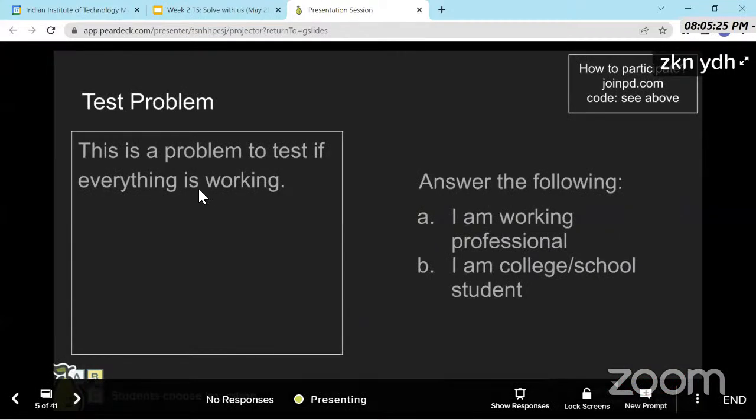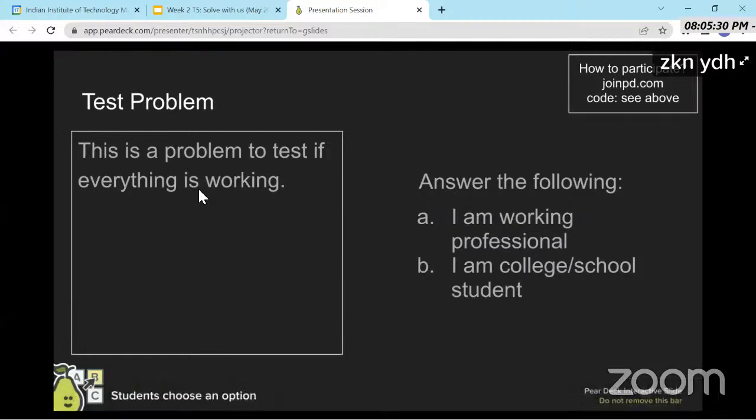This is just a test problem. You can call this a survey, or not a survey, but it's just how to participate here. You don't have to submit anything. You just have to click on the icon which you can see now on the screen. It's not really a question. You just have to choose any of these: I am a working professional, or I'm a college or a school student. I have not given you any more options.